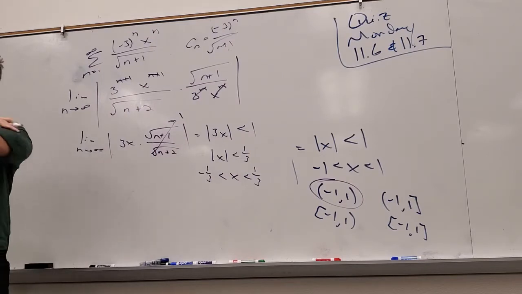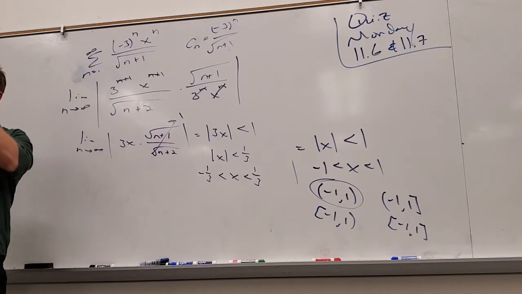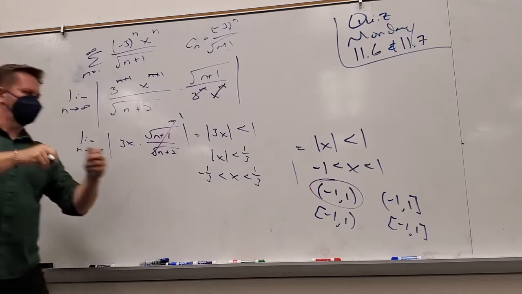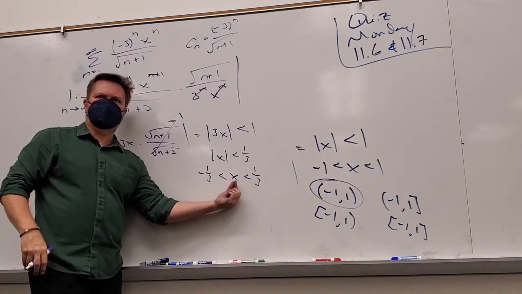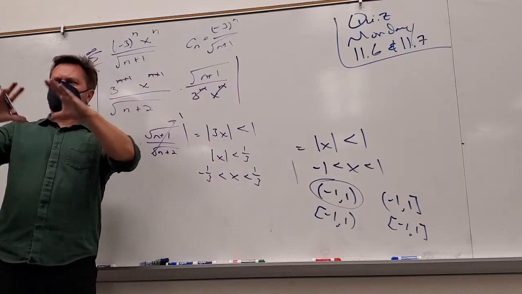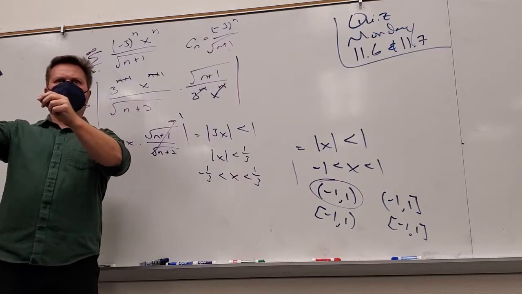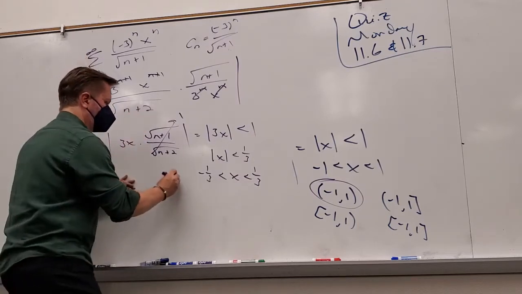Let me ask you a question before we do that though. Do you see how there's a center of the interval, right? The center would be 0. What would you call the radius then? So the radius of a circle goes from the center out. So the center is 0, what's the radius? 1/3.